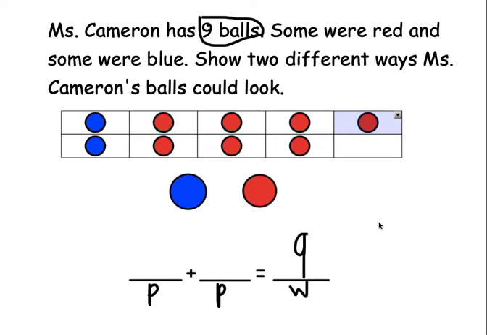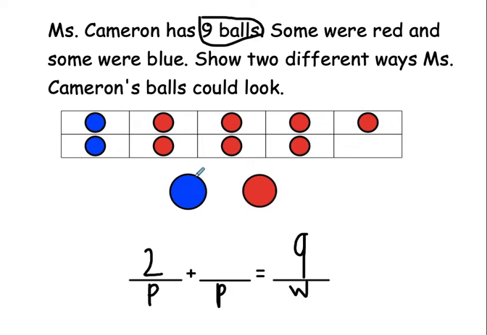Did you say count how many are red and how many are blue? Because that's what we're going to do. Let's get started. How many are blue? 1, 2. So we know that 2 of Miss Cameron's balls are blue. Let's write that over.